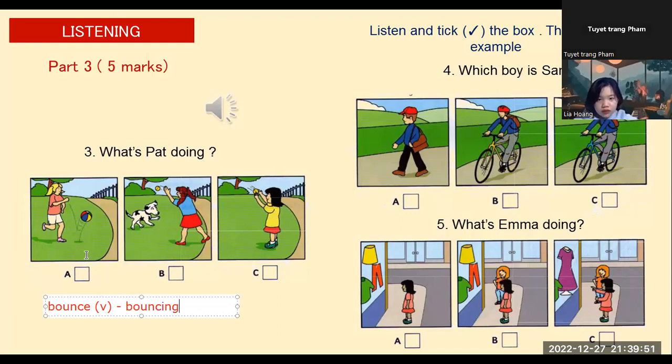How many pets are there in your house? How many pets are there in your house, Linh? There are two pets in my house. Oh, very good. There are, what are they? What are they, Linh?